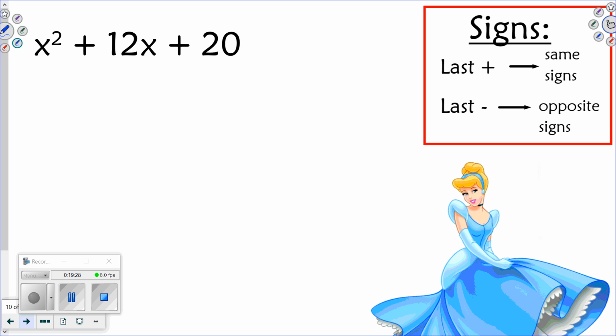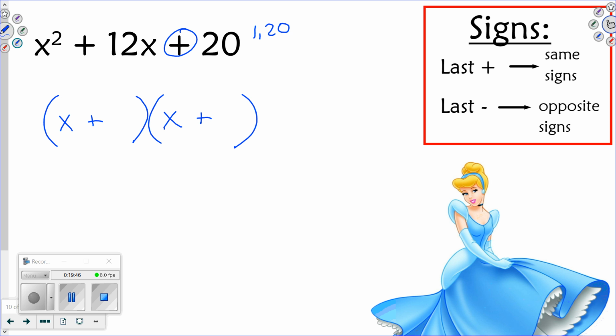So why don't you guys try this one on your own? All right, guys. My last one was positive, so they're both plus or both minus. In this case, there are no minuses, so I want both plus. Options for A, which is going to be x and x. Options for C, we're going to have 1 and 20, 2 and 10, or 4 and 5. Did you find which one worked? 2 and 10? Again, we can always check our work.